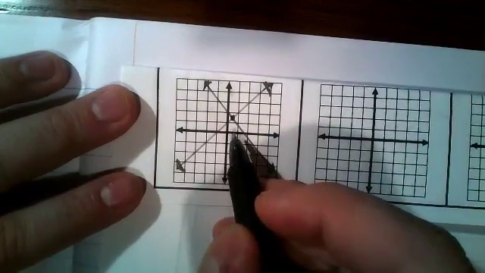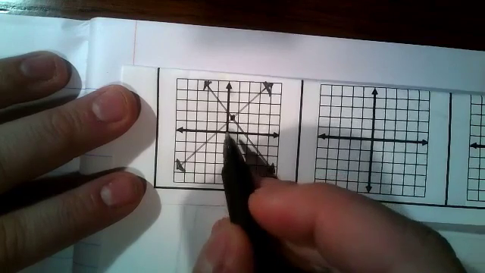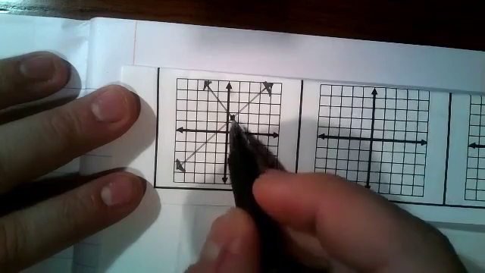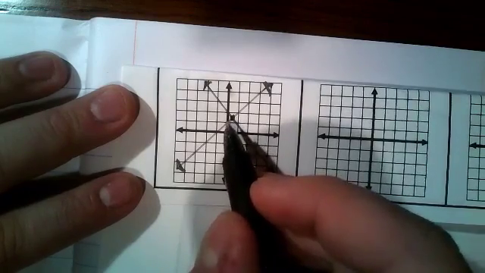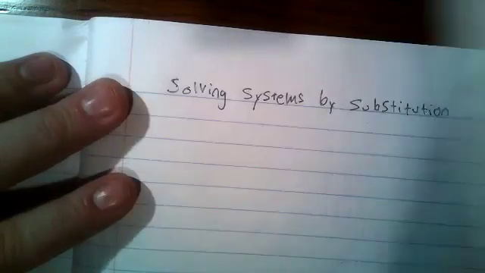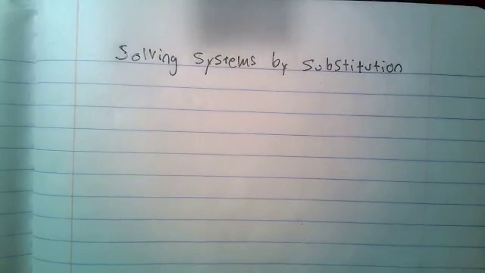Is it 1 1/2, 1 1/2? I don't know, right? It's in the middle. It's not on a grid mark. So we need other ways to solve this kind of equation, and we're going to do it algebraically. So this entry is called solving systems by substitution.